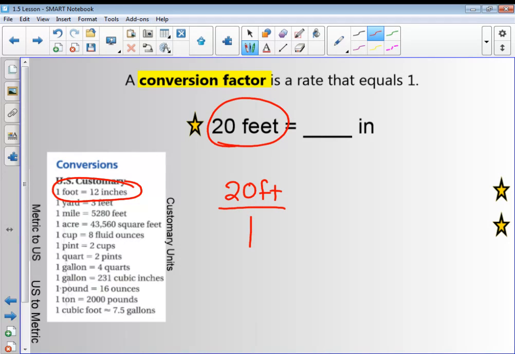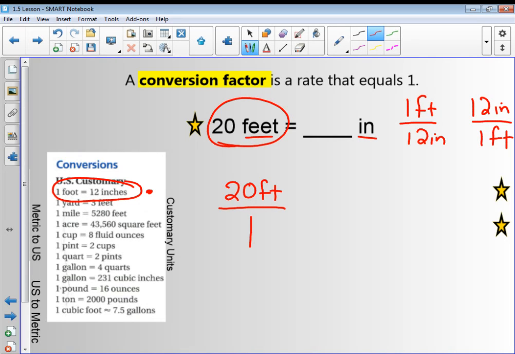I'm then going to look at my conversions, which many of you probably know, the US to US conversions. You can look back at them if you need them. I'm going to be using the one that's working with feet and inches, and that happens to be the one that I have circled right now. So 1 foot equals 12 inches. I either am going to use 1 foot is 12 inches, or I'm going to do 12 inches is 1 foot. So how do I decide which one of those two I'm going to use?